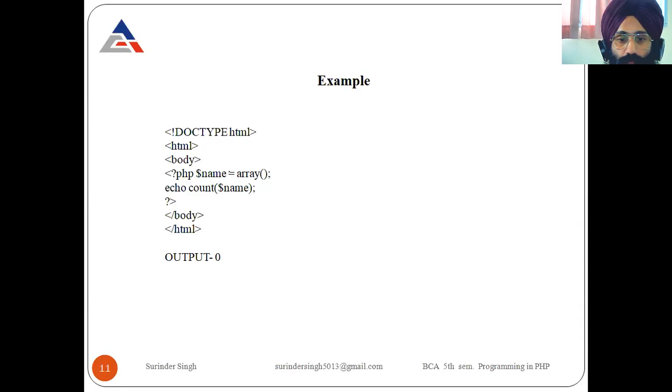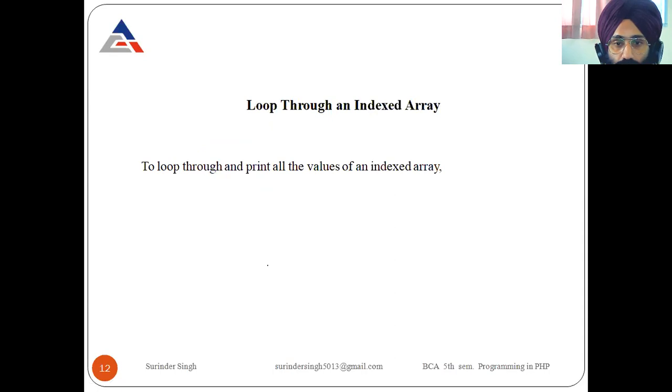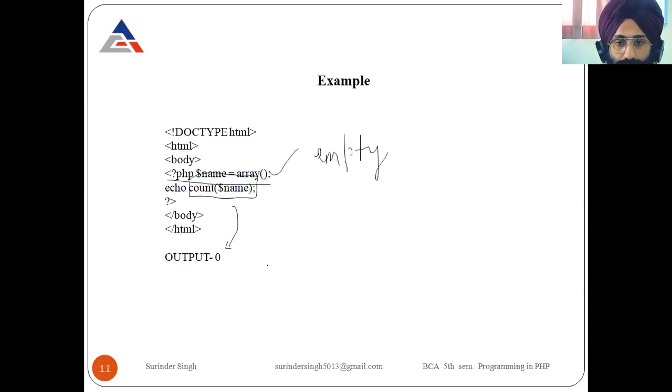Now in this example we have an empty array with no elements. Clear? And we are counting the total number of elements. Here it will print 0 because the array is empty, it has nothing. Clear? Is the example clear to you?